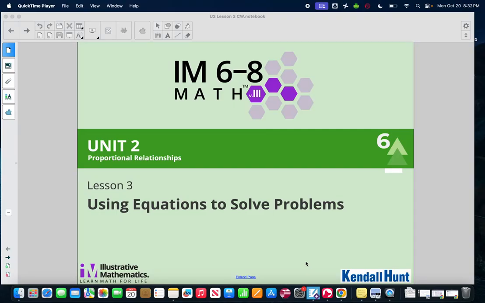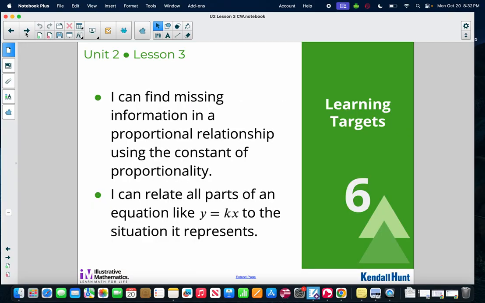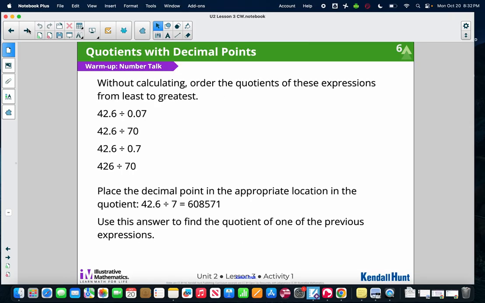So today we were looking to continue using equations to solve problems. And we're going to use equations to solve problems involving proportional relationships, finding missing information in proportional relationships using the constant of proportionality, and relate all parts of an equation like y equals kx to the situation it represents.